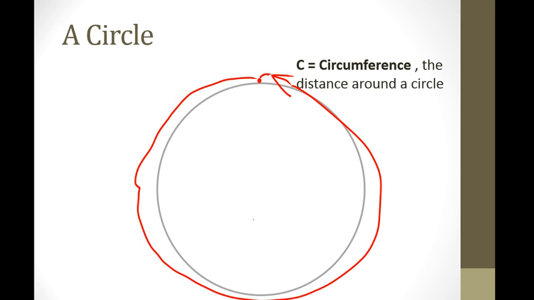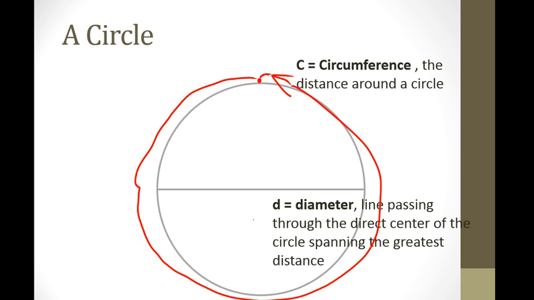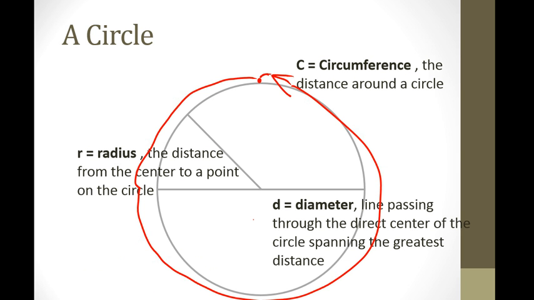That's somewhat useful, but often what we look at more are the ideas of diameter and radius. A diameter is what happens if I cut straight across my circle. This is my diameter, and that's somewhat useful, but radius is the one you're going to use the most.